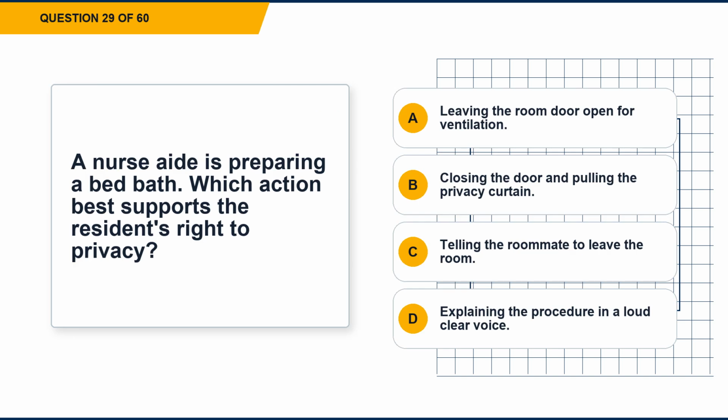Question 29. A nurse aide is preparing a bed bath. Which action best supports the resident's right to privacy? Option A. Leaving the room door open for ventilation. Option B. Closing the door and pulling the privacy curtain. Option C. Telling the roommate to leave the room. Option D. Explaining the procedure in a loud, clear voice.